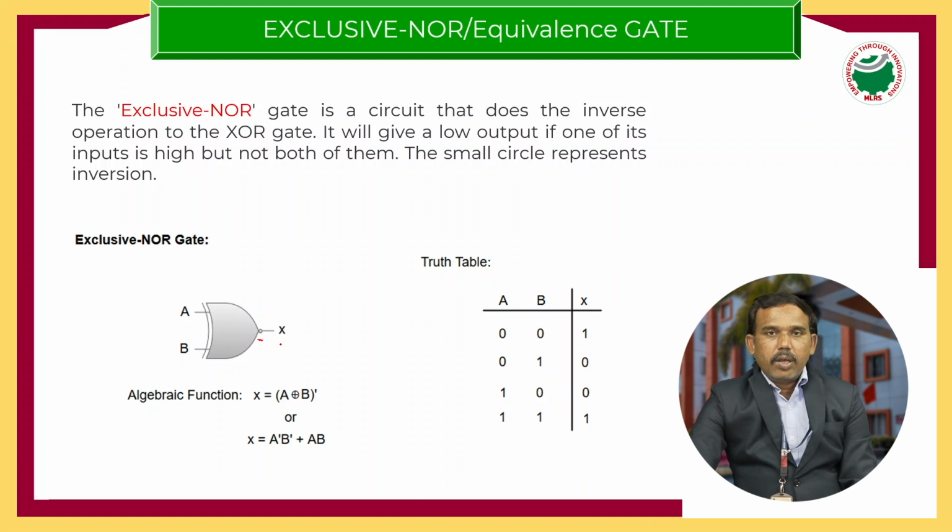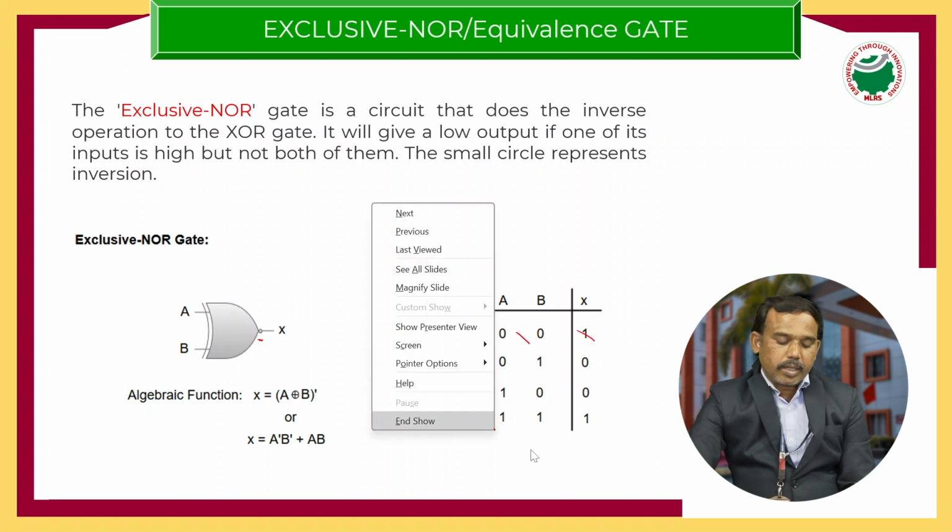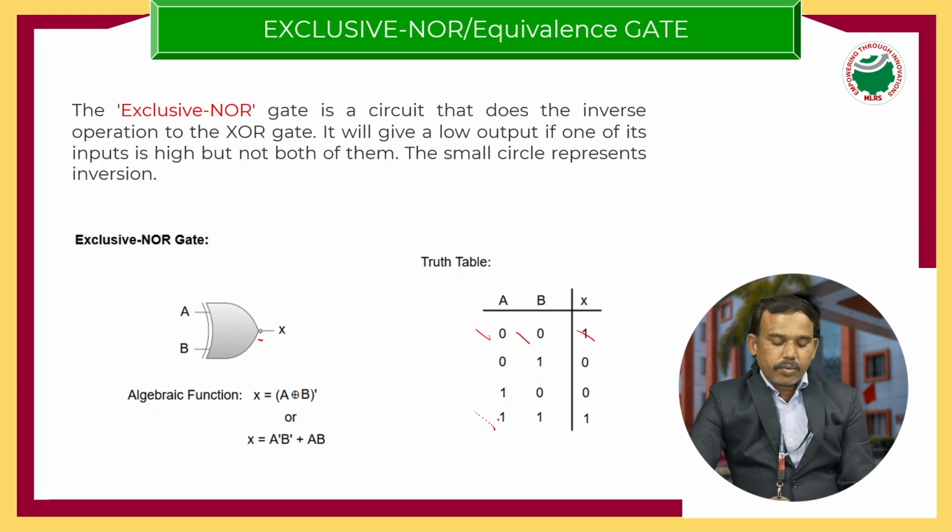So whenever both the inputs A and B have the same identical values, the output will be high. In this case also, A value equal to 1, B value equal to 1, then it is 1. The algebraic function is represented as x equal to A XOR operation B complement, or x equal to A complement B complement plus AB.